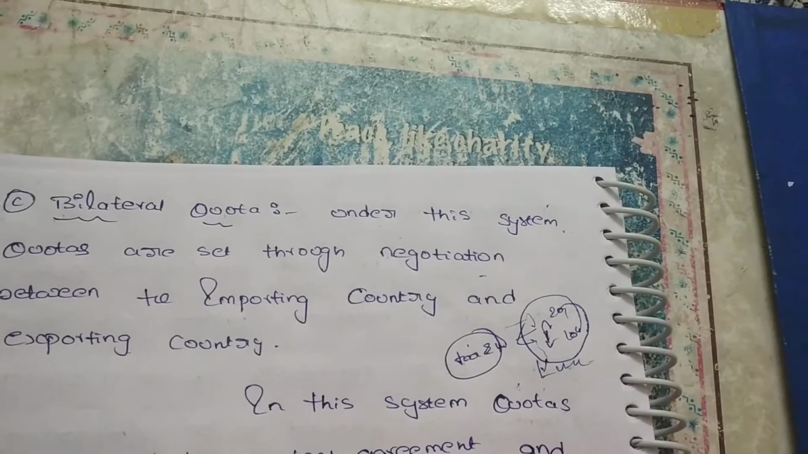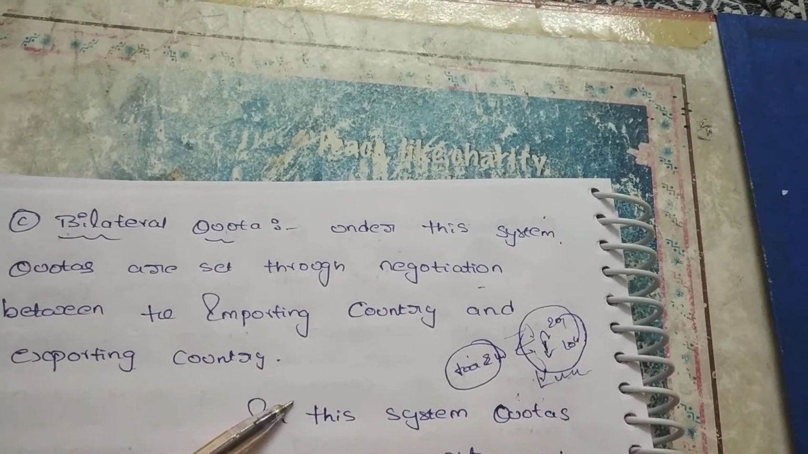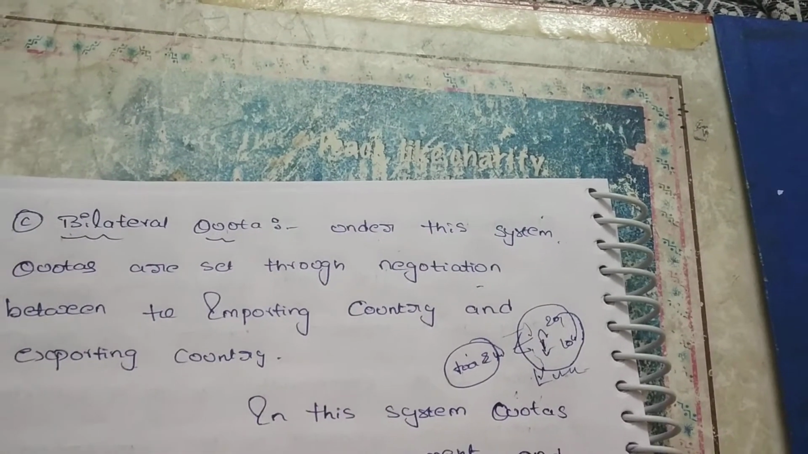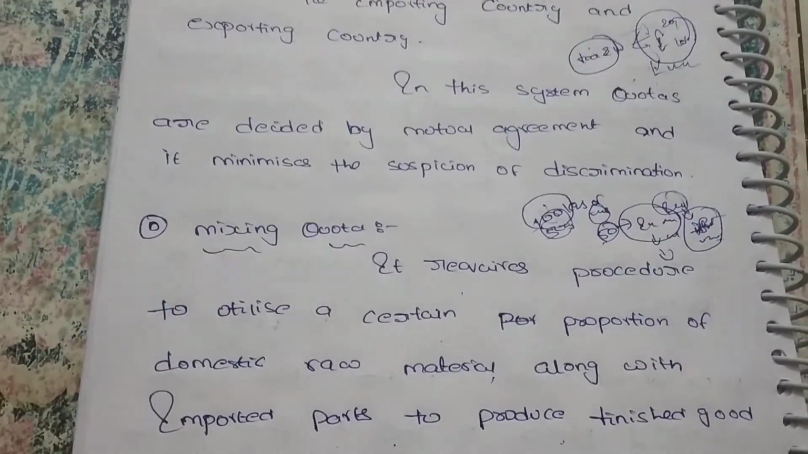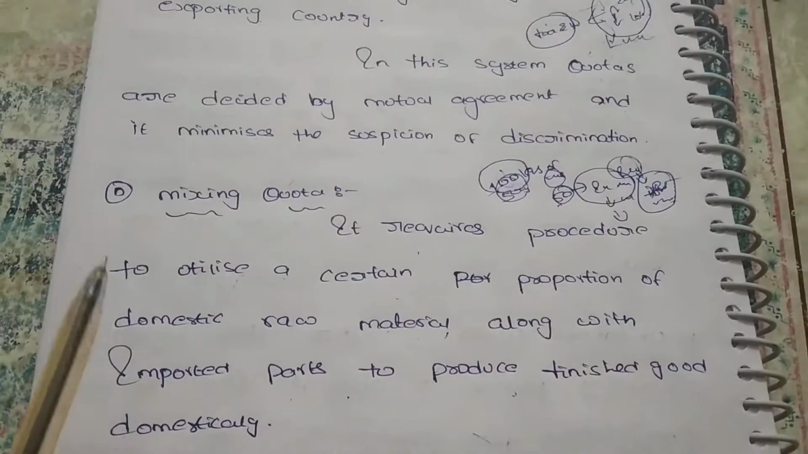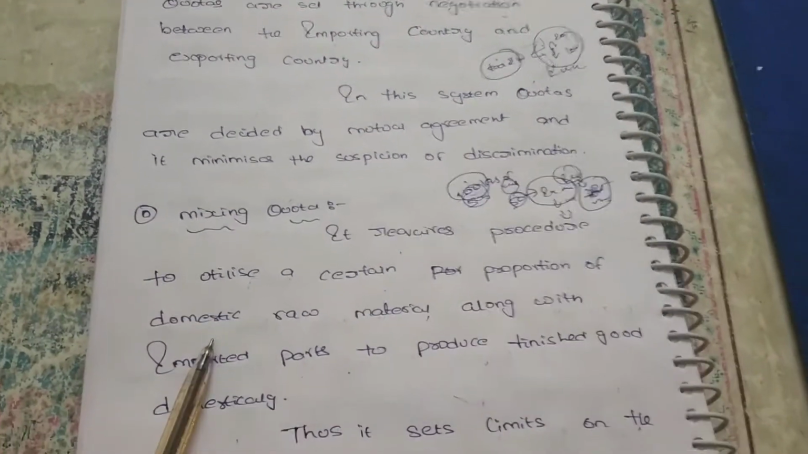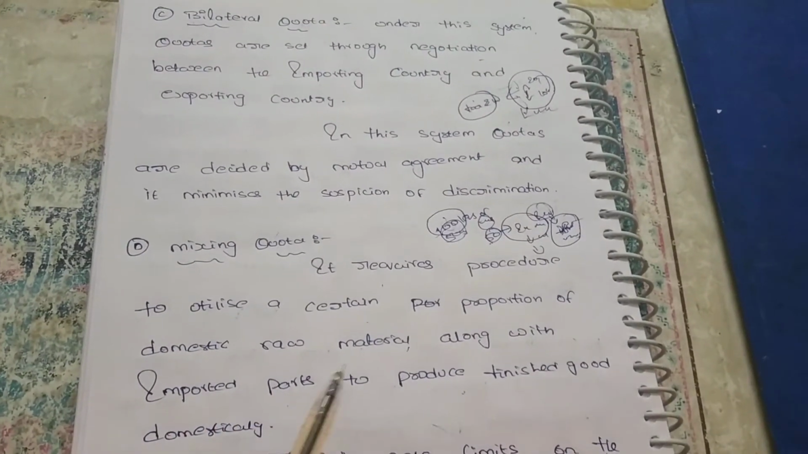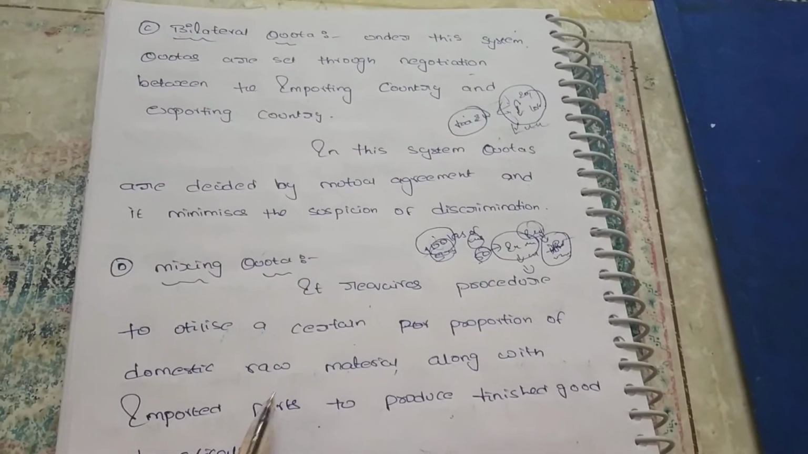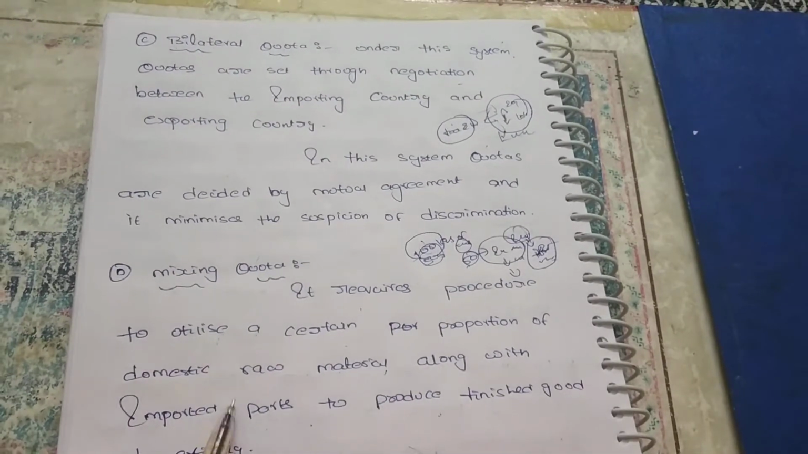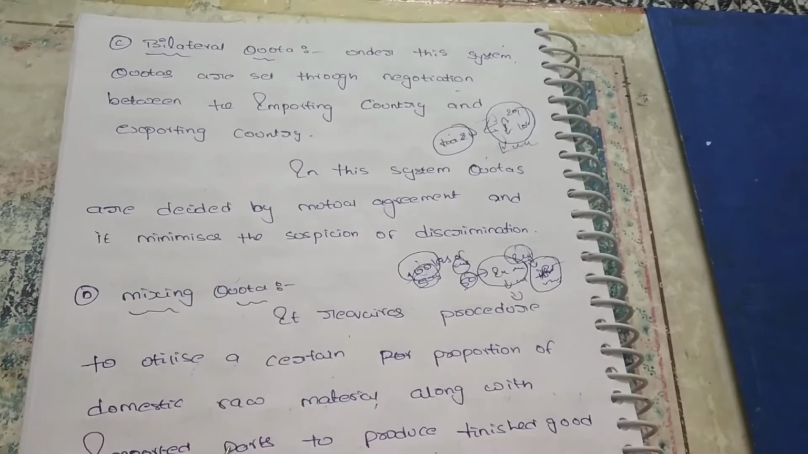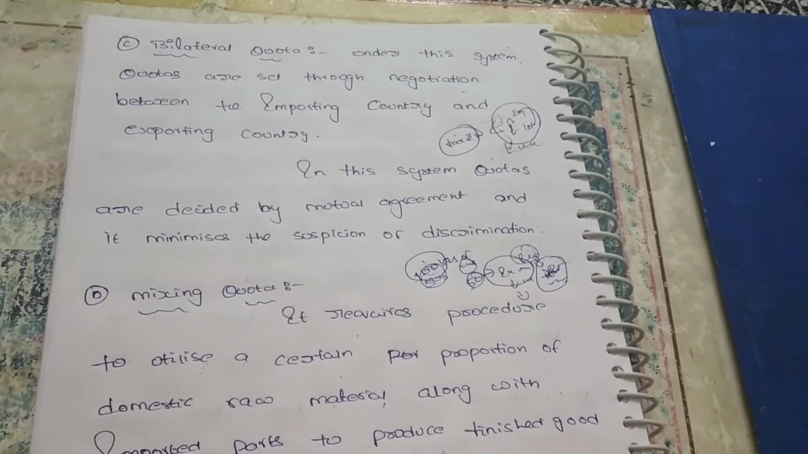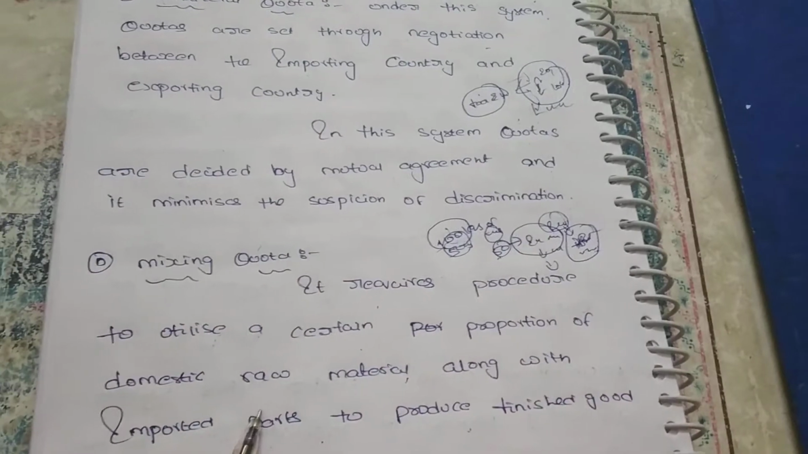We are importing some quantity of goods. We are exporting some quantity of goods. There is a restriction on importing and exporting both. So there are also restrictions. And mixed quota. Mixed quota means in this case only some part of raw materials are used to produce a finished product. For that we can say there is a restriction on importation of raw materials also. We cannot import more than the restricted limit. We are unable to produce or convert into a finished product. So we can say it is also one of the restrictions.